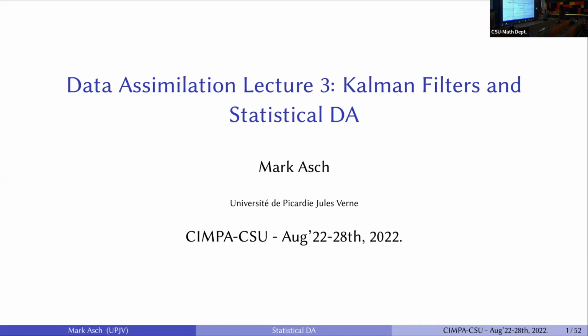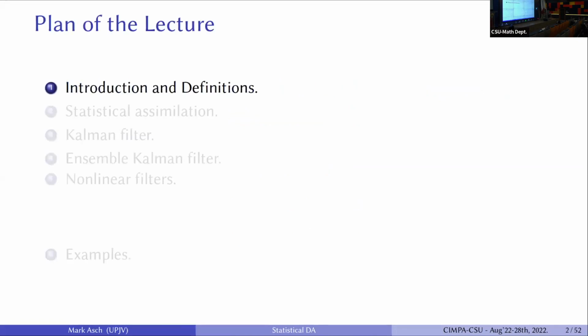In fact, it's optimal exactly like the BLUE we saw before. It's the algorithm that gives you the optimal forecast, or the optimal compromise between the initial guess and the observed data, taking into account the noise characteristics. So I'll start with an introduction.